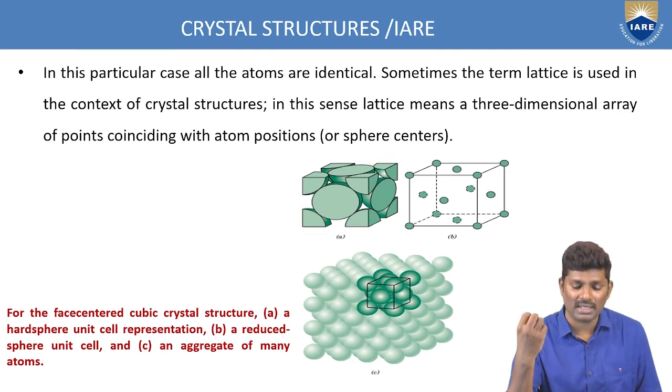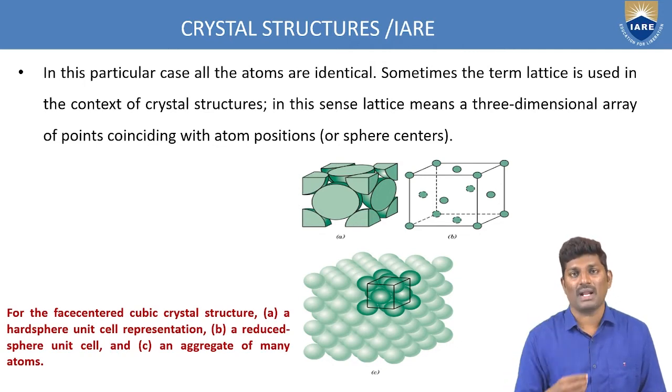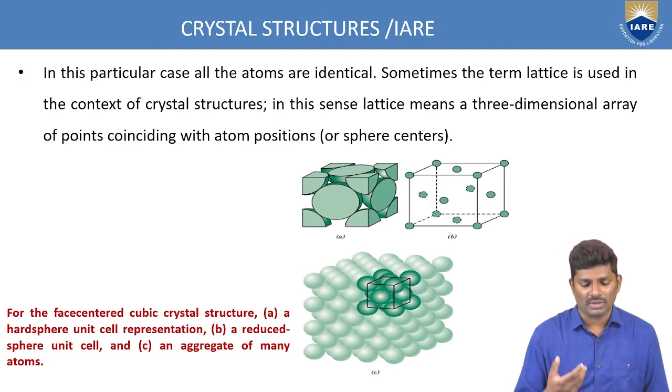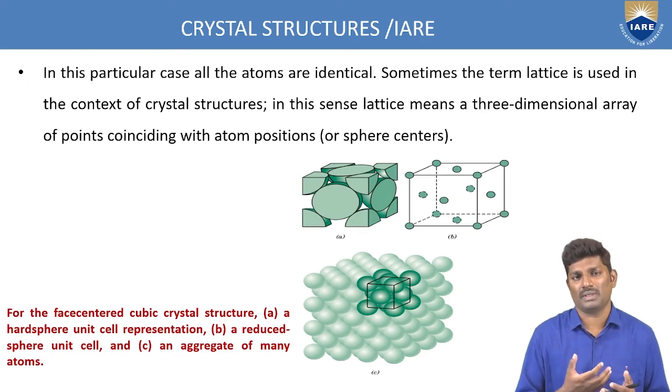Sometimes the term lattice is used in the context of the crystal structure. What type of lattice do you have? A crystal lattice: you have different types of lattice structures. Whatever the crystal structure is, it can be termed in terms of lattice. A lattice is nothing but a three-dimensional view where the points coincide with the atom positions.